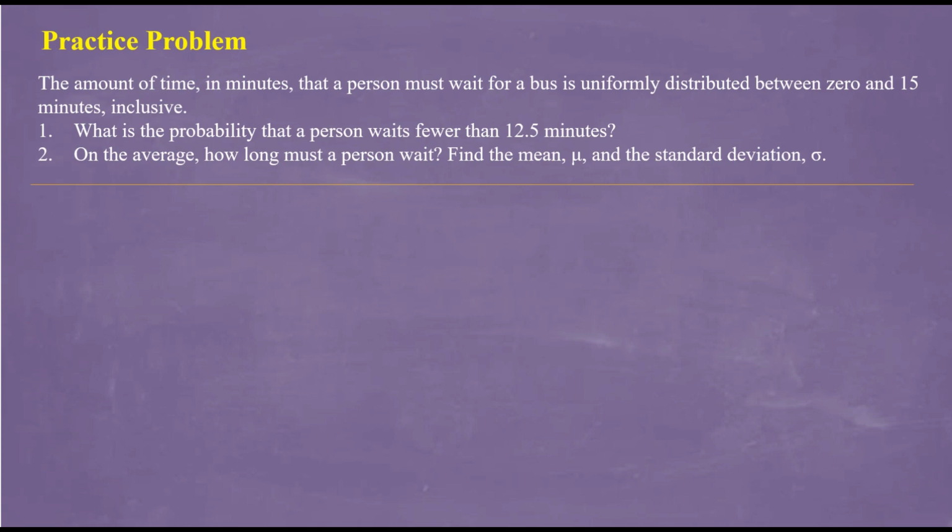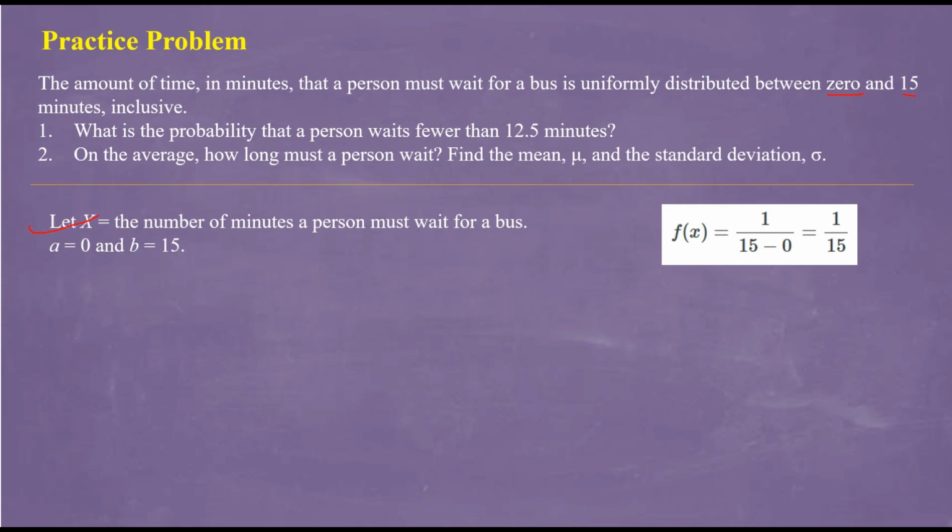If you look at the question, you are given A equals 0 and B is 15. Let X equal the number of minutes a person must wait for a bus. Using the formula of f of x, you can calculate the value of f of x, which is 1 by 15.